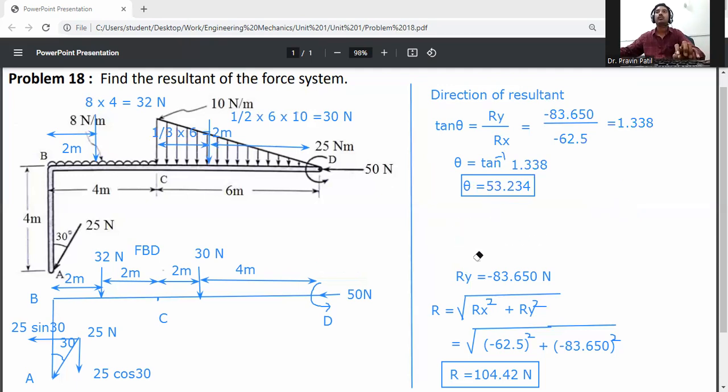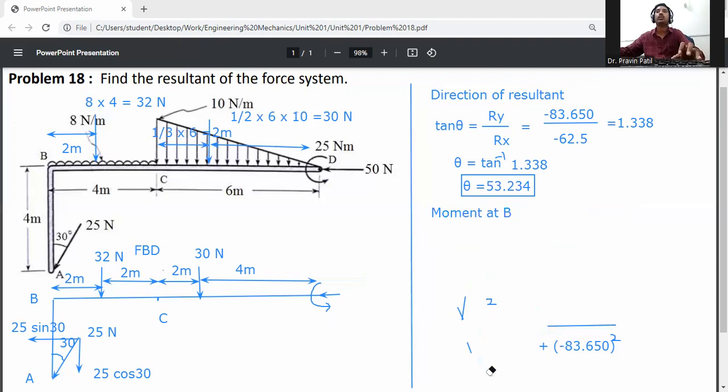Okay. So now calculate the moment at B. We can take the moment at any point, so I will take the moment at B.